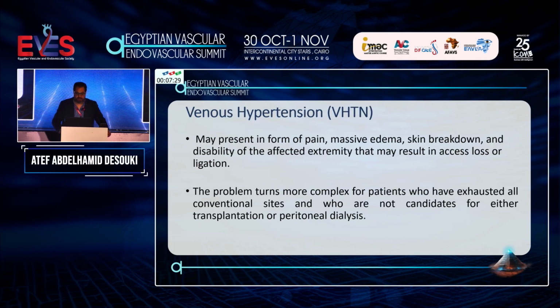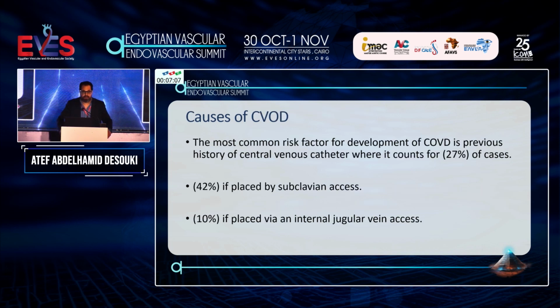hypertension. The venous hypertension may present in the form of pain, massive edema, skin breakdown, and disability of the affected extremities that may result in losing the access. The problem turns more complex for patients who have exhausted all conventional sites and who are not candidates for either transplantation or peritoneal dialysis.